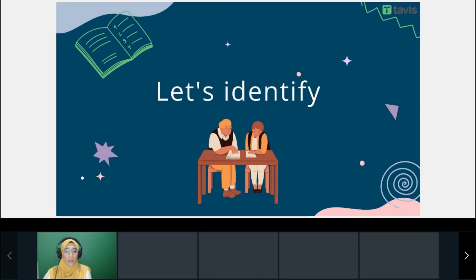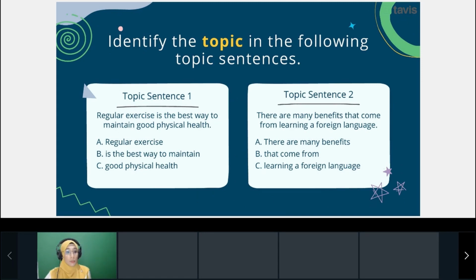Now, the next part. We are going to identify the topic in the topic sentences. So this is how you can introduce your topic. I have provided you with topic sentence 1 and topic sentence 2. Now we have to try and identify which one is the topic.